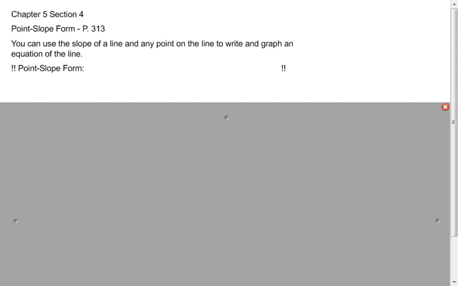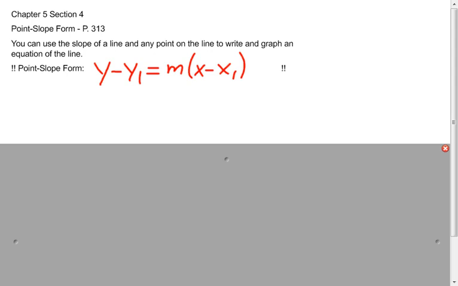Point-slope form looks like this. y minus y1 equals m, the slope, times parentheses, x minus x1. This is what point-slope form looks like. Okay. Now, what does all this stuff mean?